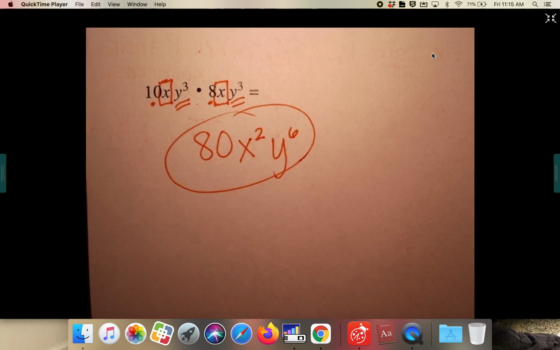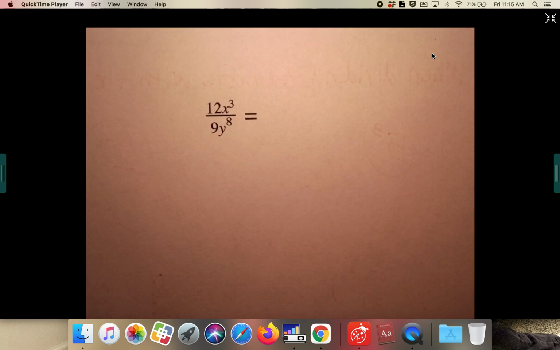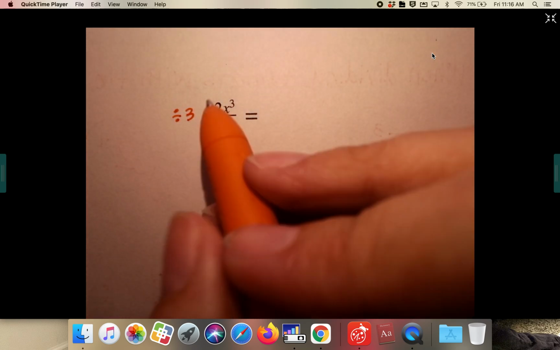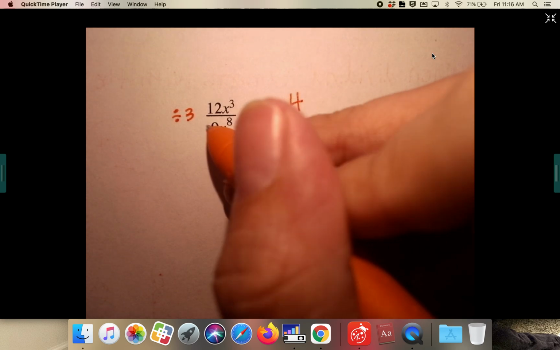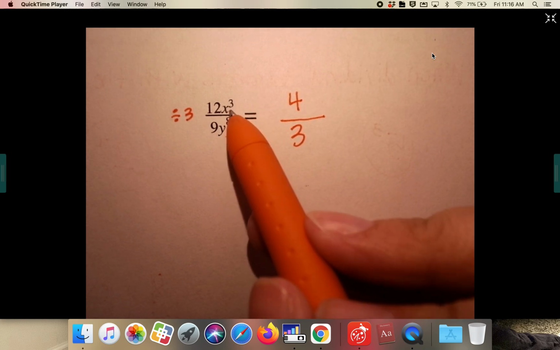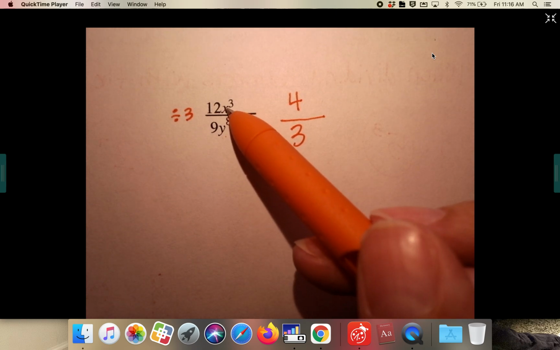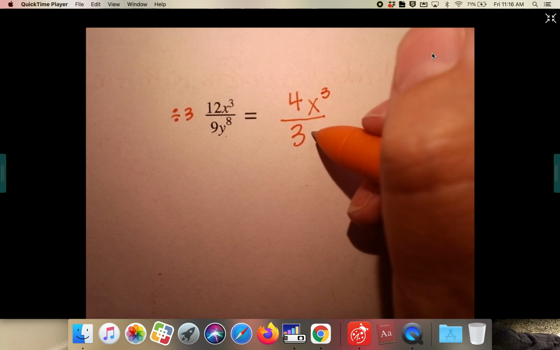All right, last one. 12 and 9 do not divide evenly, but they can simplify. They will both divide evenly by 3. So 12 divided by 3 is 4. 9 divided by 3 is 3. And this is an x and that's a y. So guess what? These are not the same bases. So you can't simplify them by subtracting at all. So it's just going to stay x to the 3rd up top, and it's just going to stay y to the 8th down on the bottom.